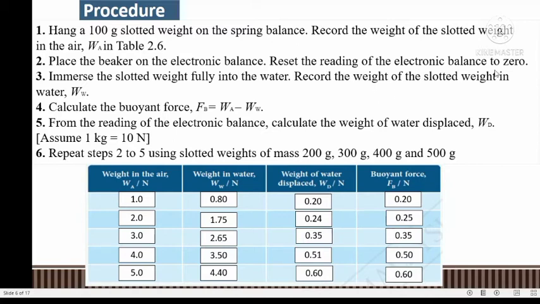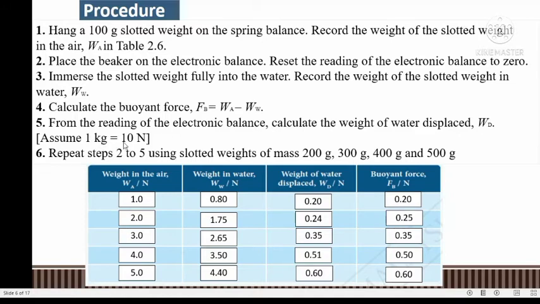Reset the reading of the electronic balance to 0. Immerse the slotted weight fully into the water. Record the weight of the slotted weight in water, WW. Calculate the buoyant force, FB equals WE minus WW. From the reading of the electronic balance, calculate the weight of water displaced, WD.